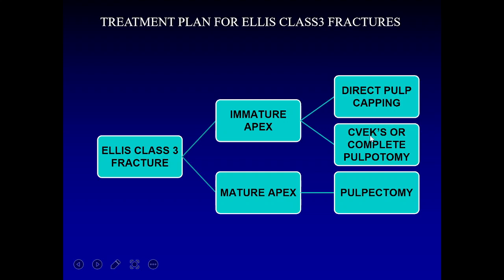What is Cvek pulpotomy? Cvek pulpotomy is a superficial pulpotomy where you will give anesthesia to the child on that tooth. You will remove 2 to 3 mm of the pulp with a round bur. You're going to put a cotton and dry that area. You will put a calcium hydroxide hard setting paste over the pulp. And then you're going to put your GIC or composite over that. That is Cvek pulpotomy.